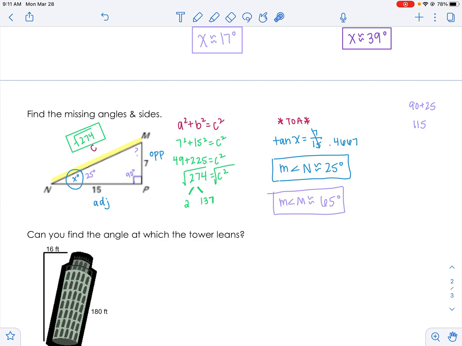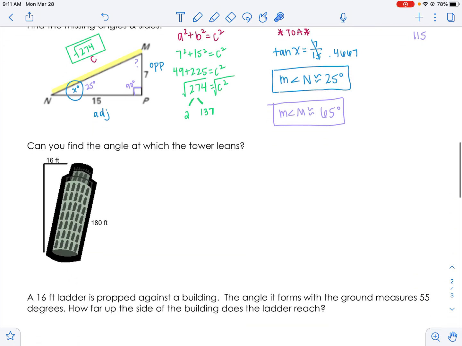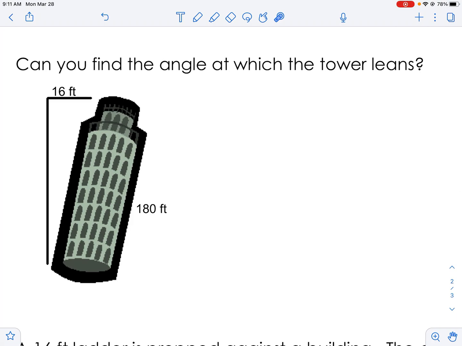So think, you've got all these things in your toolbox. You've got trig, you have trig inverse, which is like backwards trig. You have the Pythagorean theorem. We still have special right triangles. If you have an isosceles right triangle or a 30-60-90, we still have those in the mix. So we just need to figure out what tool we are going to use to solve this problem and then actually solve it. So can you find the angle at which the tower leans?